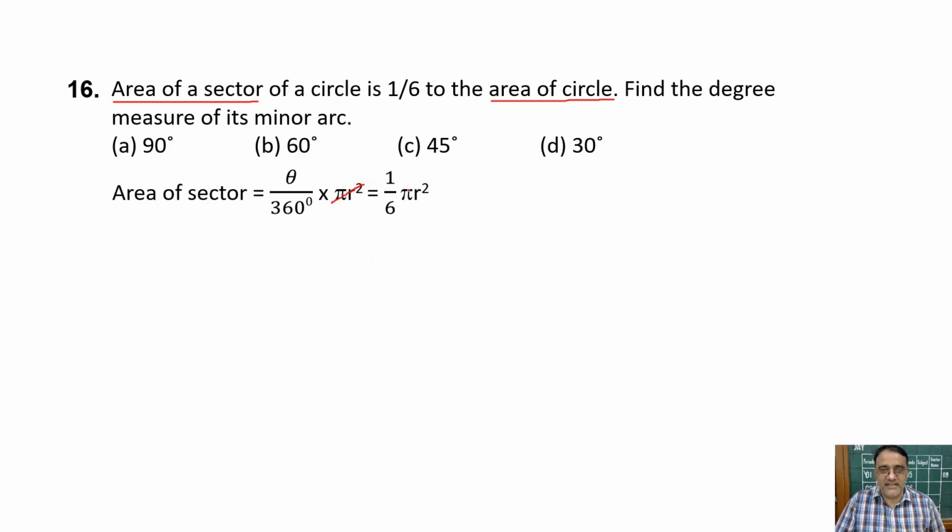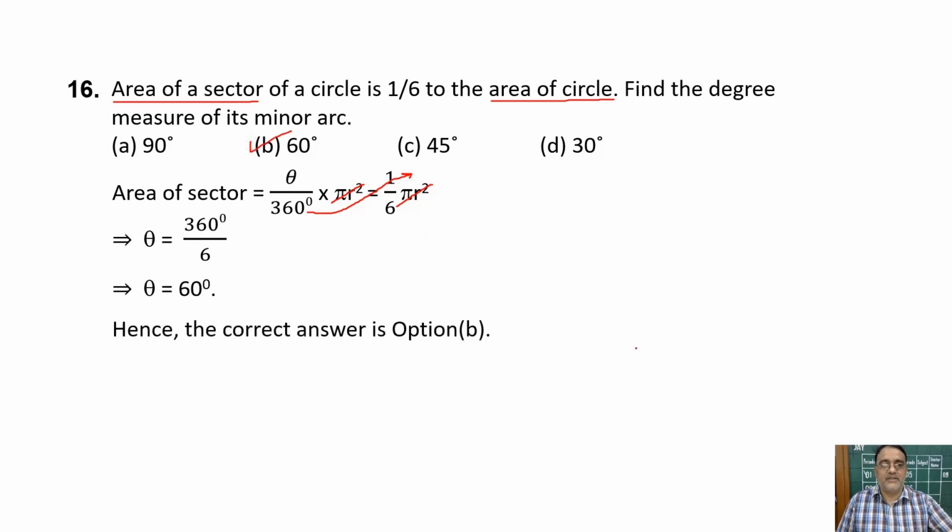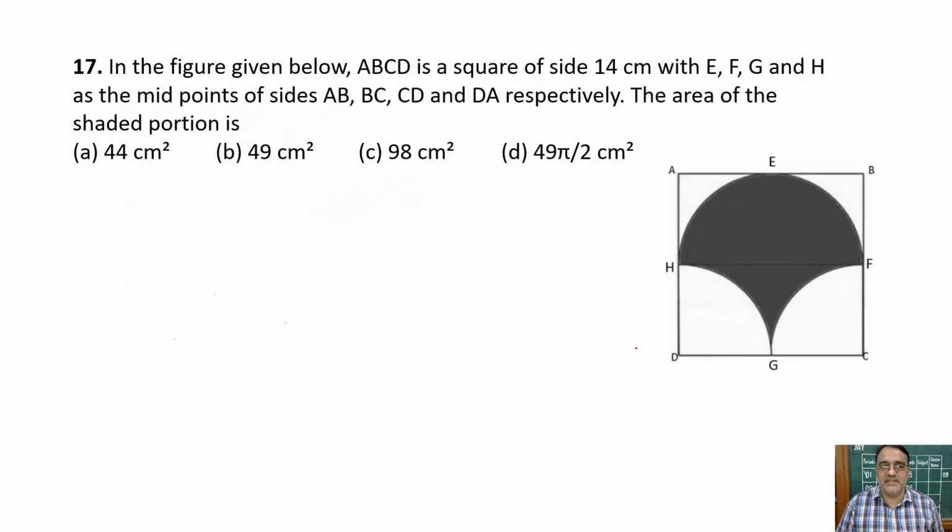Yes, sir. So we can cancel these two, pi r square, and 360 shift to this side, cross multiply. So we'll get 360 by 6. So final answer is 60, 60 degrees. So correct option is Option B, right? So now we are moving toward question number 17.